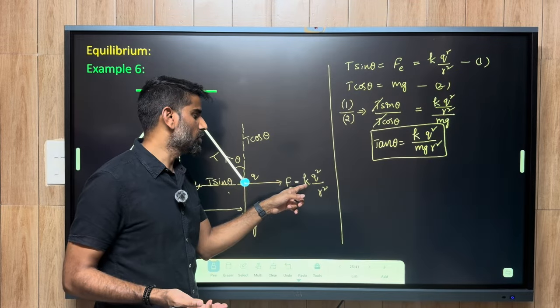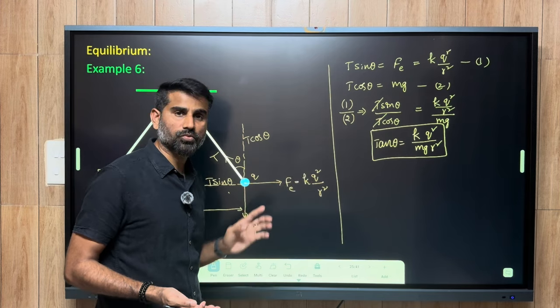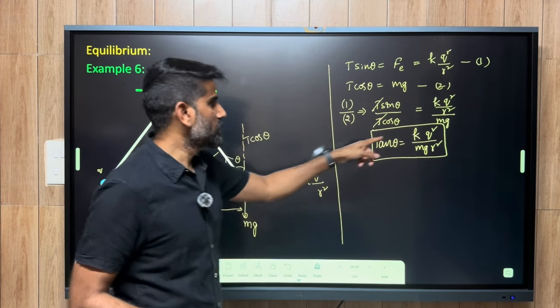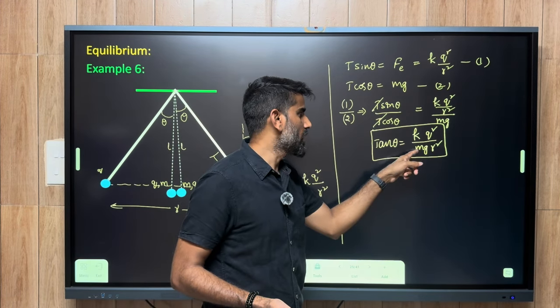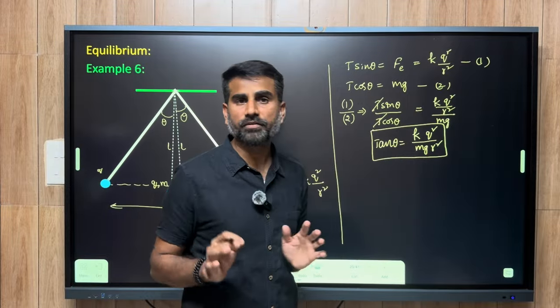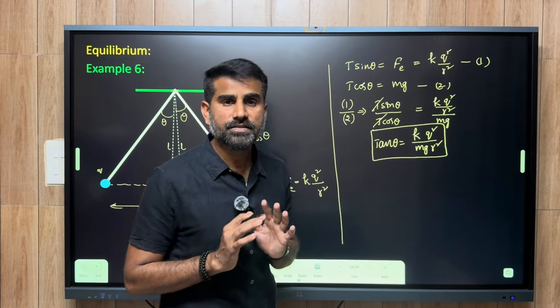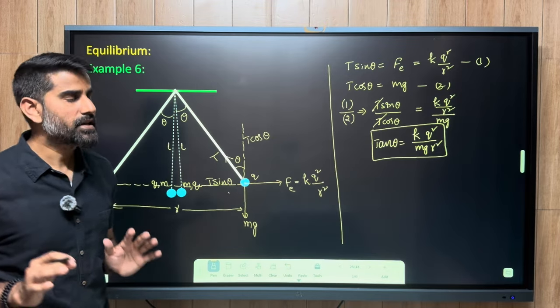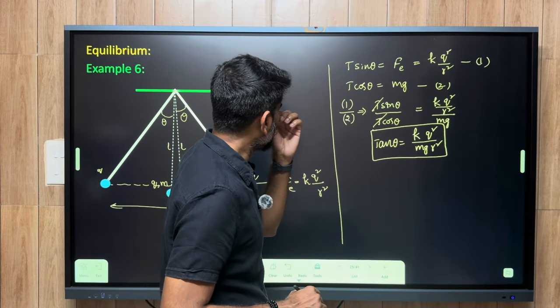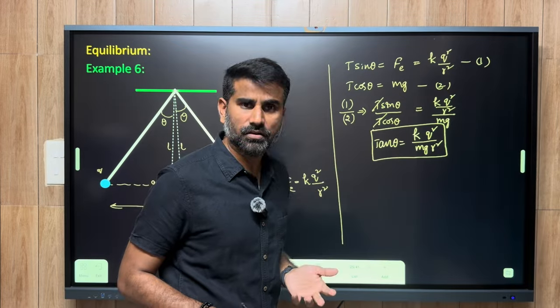In such a case, Fe must be equal to K Q1 Q2 by R square. And here you will get K Q1 Q2 by mg R square. So that is the only difference. Rest of the things will remain the same. Now let's simplify even further.